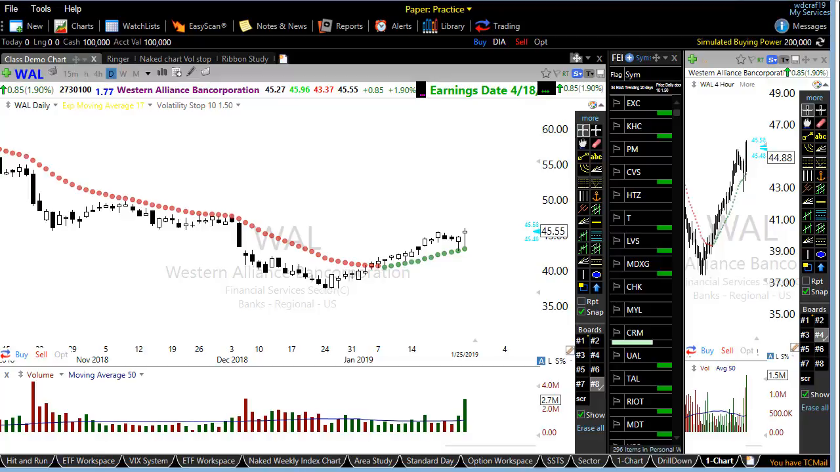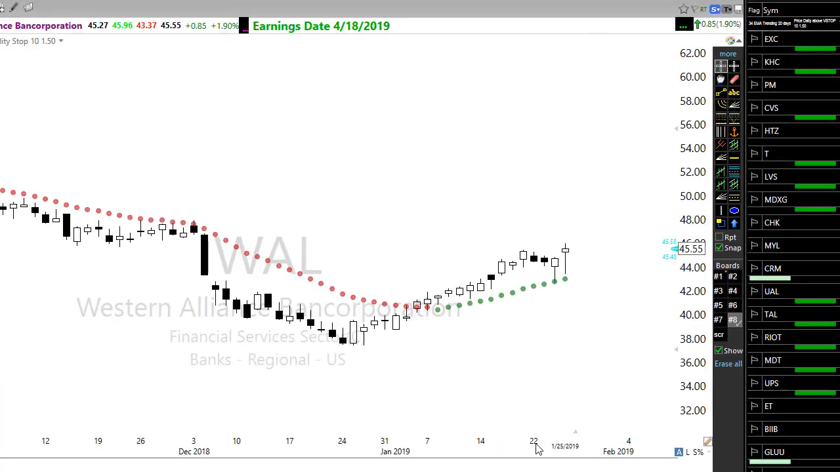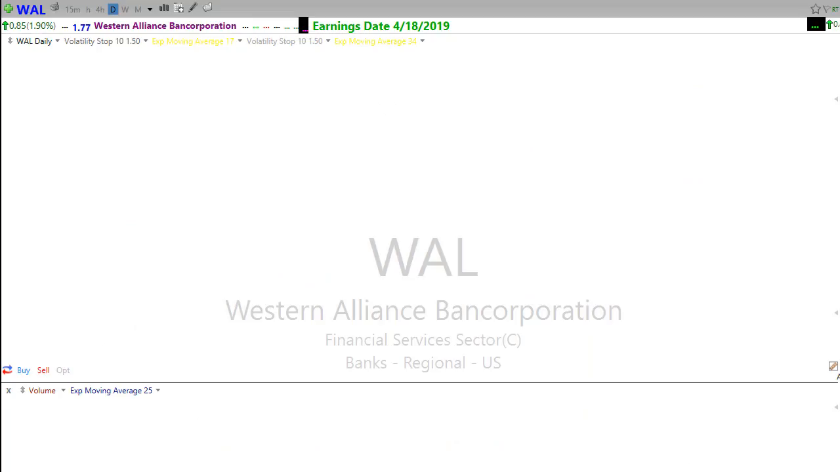Okay, please show how you use different chart setups and scans efficiently and effectively. Thank you. How do I use different chart setups and scans efficiently? Well, let me go back to my normal setup that you guys see.